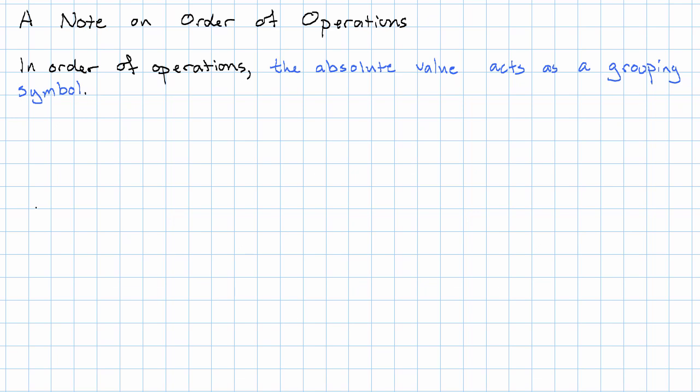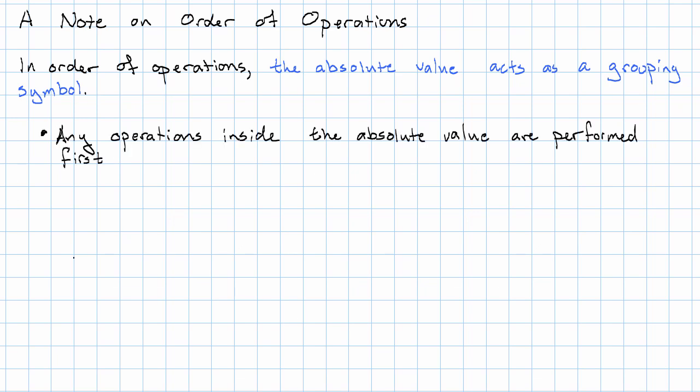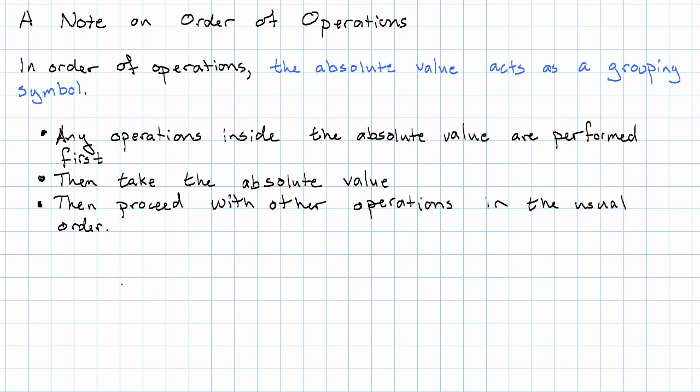What does that mean? That means any operations that appear inside the absolute value are performed first, then we take the absolute value, and then we proceed with other operations. For example, if we have 4 plus the absolute value of 3 minus 7, first we perform the 3 minus 7 inside the parentheses.